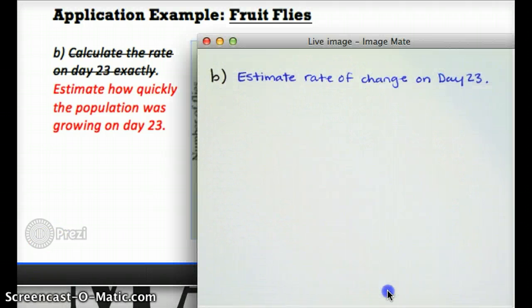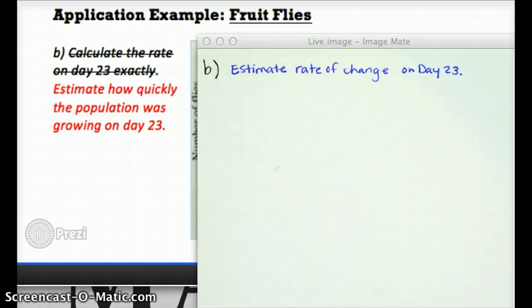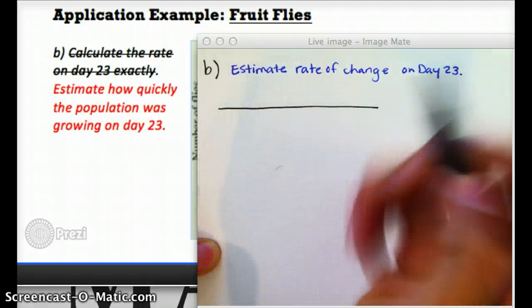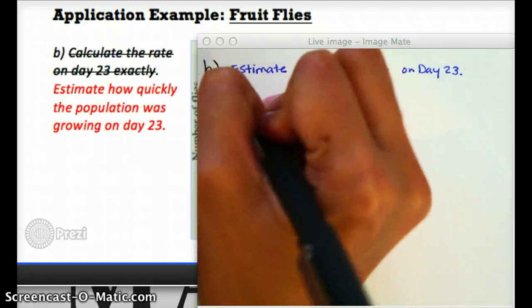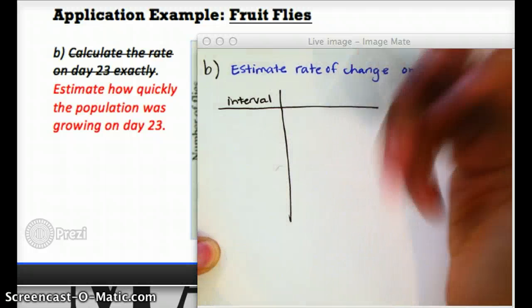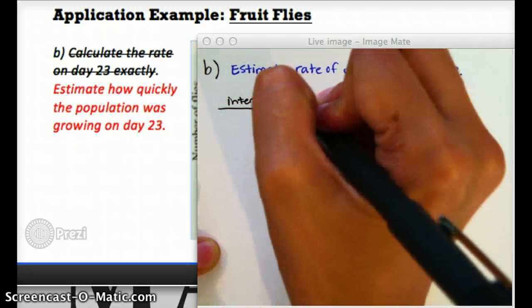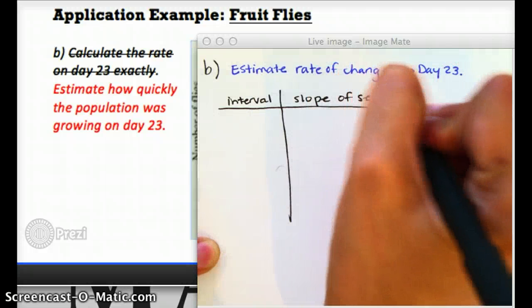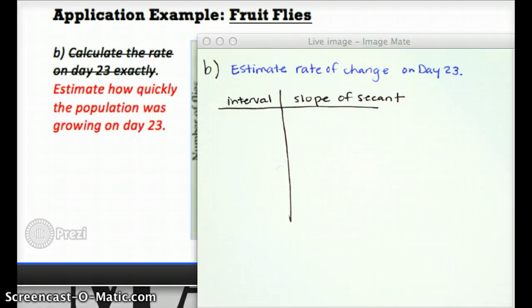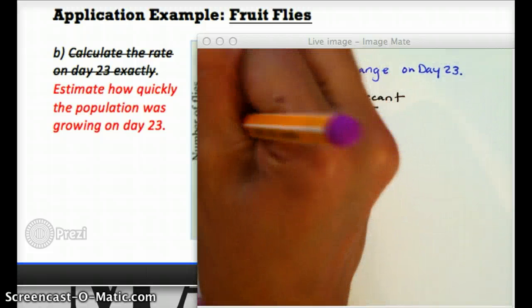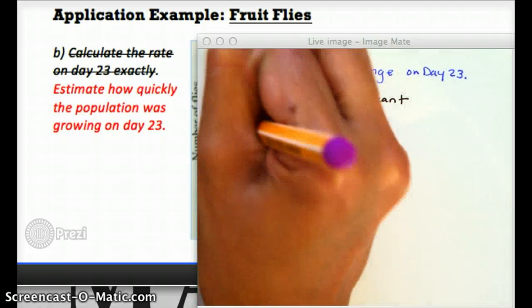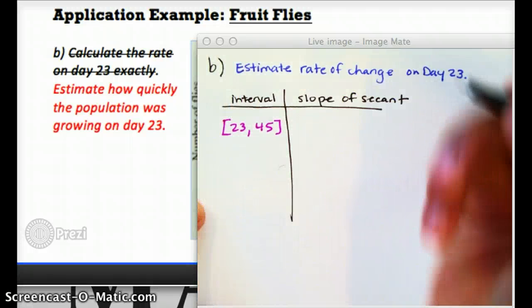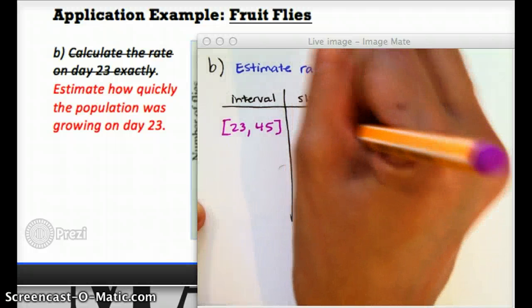Here's one way to show your work. Since we're going to be calculating a bunch of secant lines, I would maybe set up a table where we can record the interval and the slope of the secant line. In fact, we've already done this for the first interval. The first interval that we looked at was the interval from 23 all the way to 45. And the slope that we found was approximately 8.6.